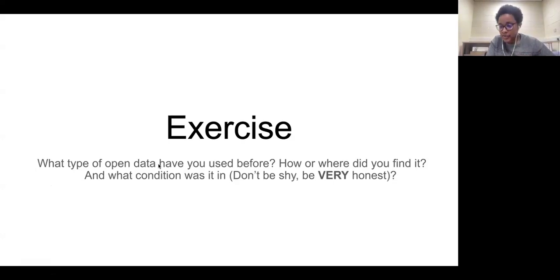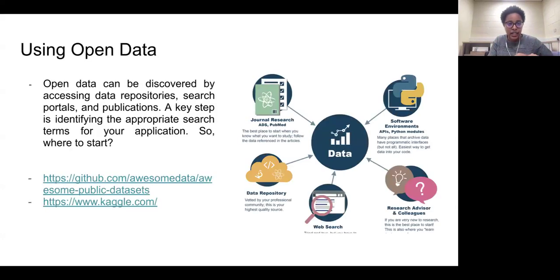Right. So at this point, I should mention that when we are thinking about open data, I usually think that I am one of two people. I take up two personas. I'm either a user or creator of open data.